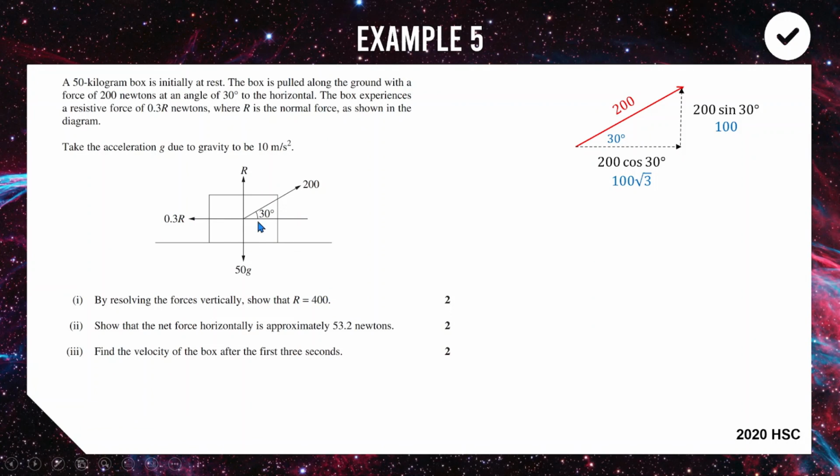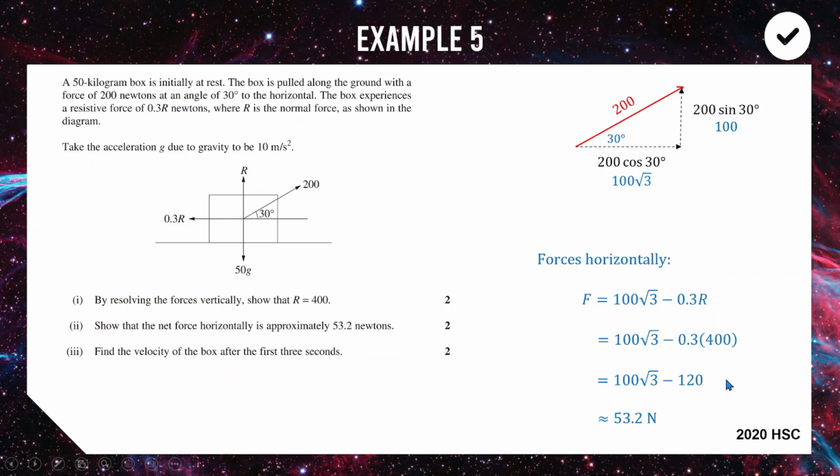So horizontally, we've got the 100 root 3 going in the right direction, so we're going to take this as positive, and in the negative direction, we've got 0.3R as our resistive force. R is 400, so our net result for the horizontal direction is 100 root 3 minus 120 in this direction. And is that the answer? Yeah, about 53.2 newtons as an approximation, which is the target, so we know we did it right.